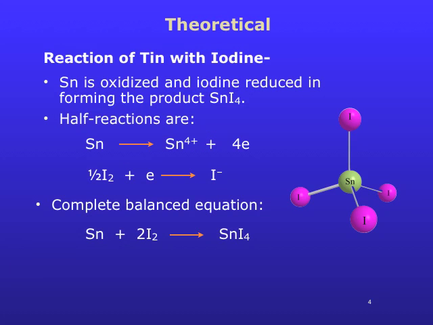The reaction between tin and iodine involves a transfer of electrons. In this reaction, the tin loses 4 electrons and is oxidized to +4, whereas each iodine atom accepts a single electron and is reduced to the iodide ion having a -1 charge. Combining the two half reactions gives a balanced chemical equation where a single mole of tin reacts with 2 moles of the diatomic iodine molecule.